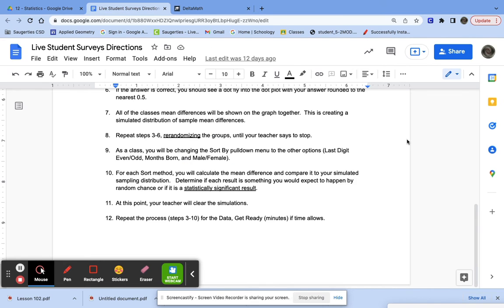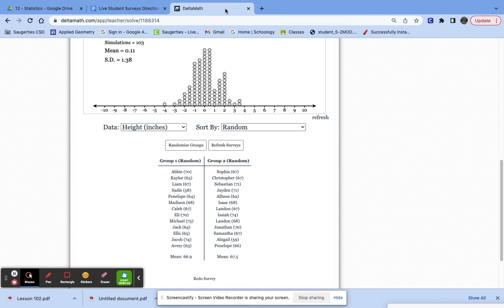So going back to our directions, it says, as a class, you'll be changing the sort by pull down menu to other options: last digit, even odd, months born, and male female. For each sort method, you will calculate the mean difference and compare it to your simulated sampling distribution. Determine if each result is something you would expect to happen by random chance or if it is a statistically significant result. At this point, your teacher is going to clear the simulations, but we haven't gotten there yet.